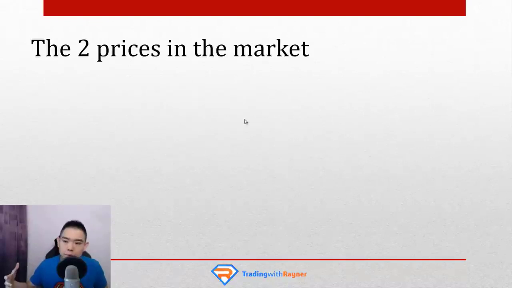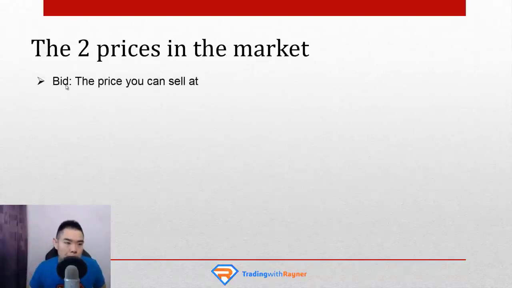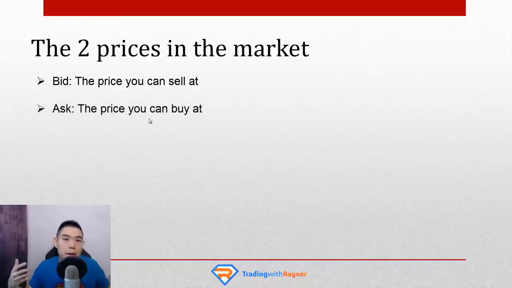So here's the thing. When you are trading in the Forex market, the stock market, or any of the financial markets, there are always 2 prices. Number 1, the bid. The bid is the price which you can sell at. And the ask is the price which you can buy at. This concept is the same as going to a money changer. Let's say you want to buy and sell a certain currency, such as euro against the USD, you are always being quoted 2 prices, the bid and the ask. And it's the same concept over here.